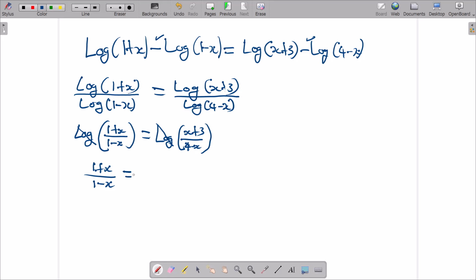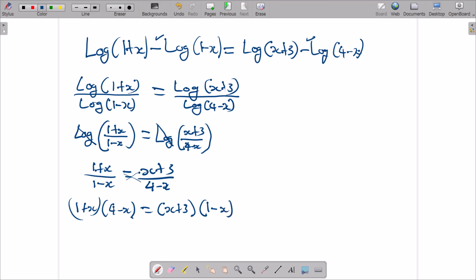1 plus x all over 1 minus x is equal to x plus 3 all over 4 minus x. Now, if we get to this point, it means we have managed to do away with the logarithms. Now we are having a simple algebra. So if you're having a simple algebra, then we can cross multiply. It means bracket 1 plus x, bracket 4 minus x, equals bracket x plus 3, bracket 1 minus x.